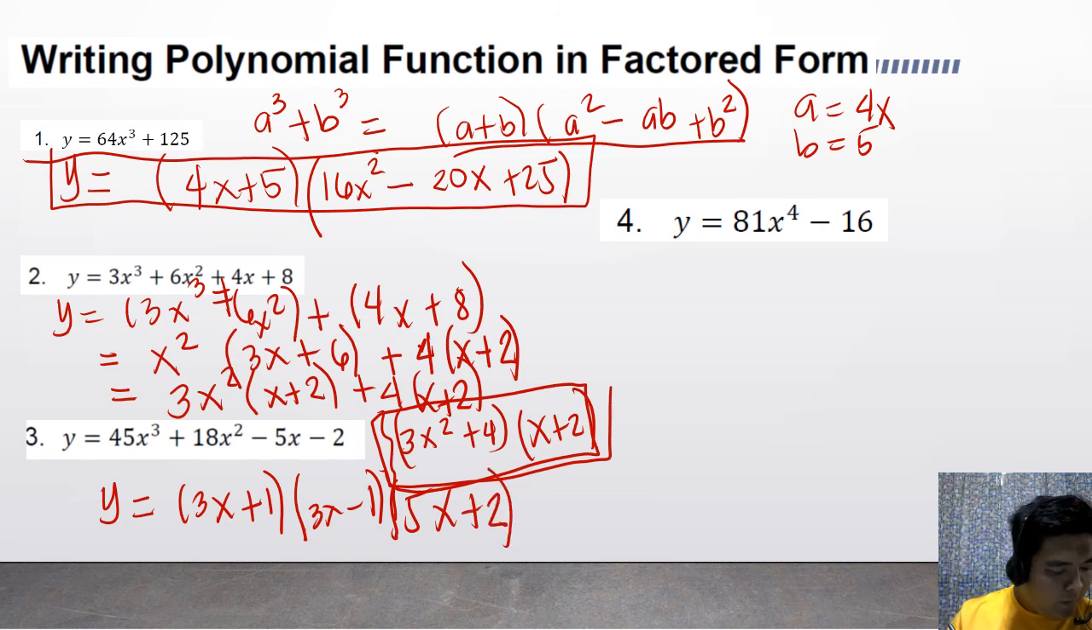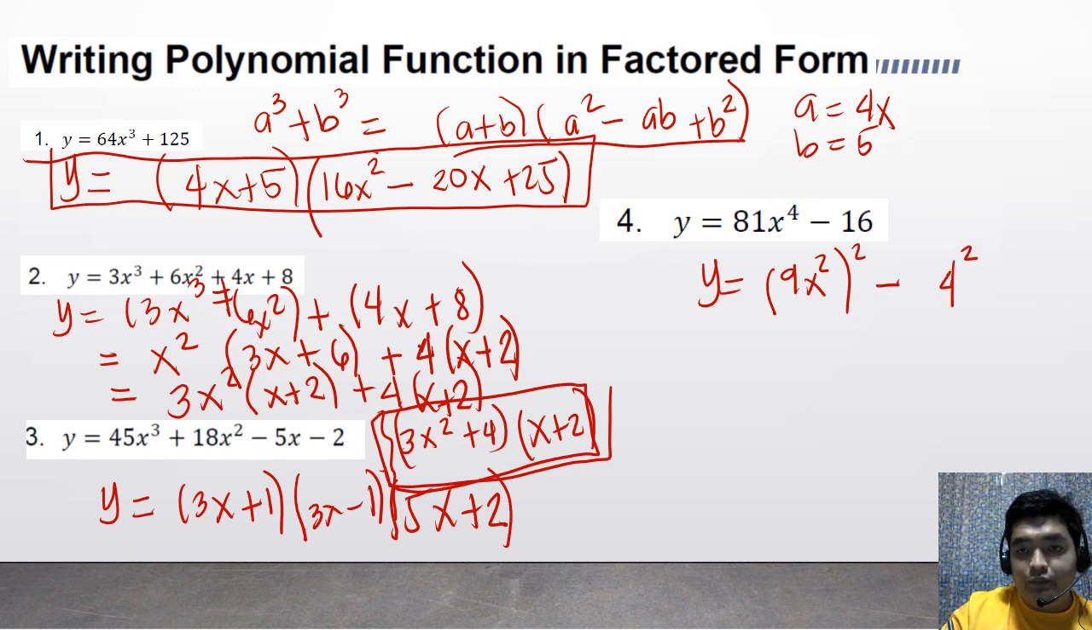Then for number 4, this is just the difference of two squares. We can simplify this as 9x squared minus 4 squared, right? Correct. So this is just the difference of two squares. Y equals, factor it. The result is 9x squared plus 4 and 9x squared minus 4.